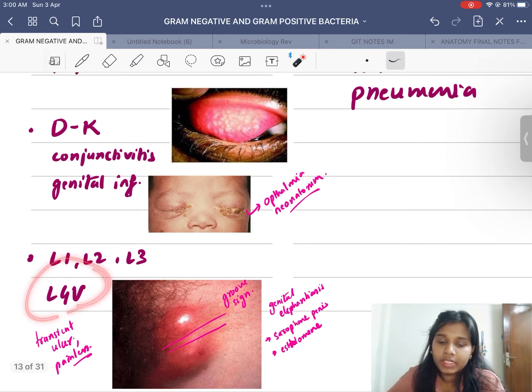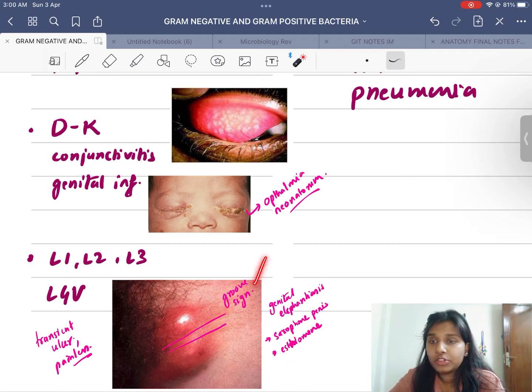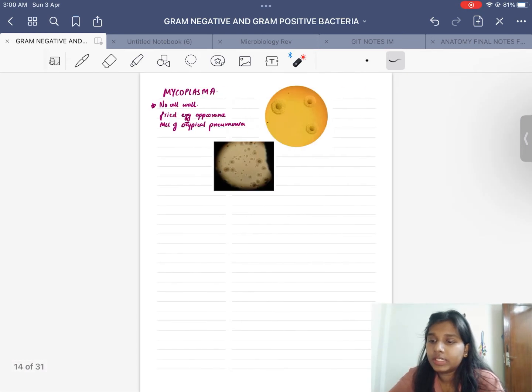LGV, lymphogranuloma venereum, is caused by chlamydia again. It will have groove sign and genital elephantiasis.